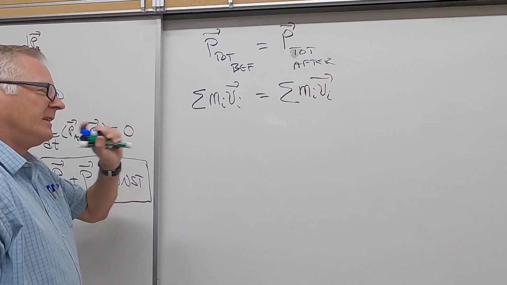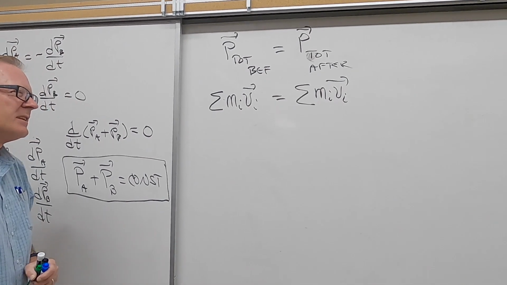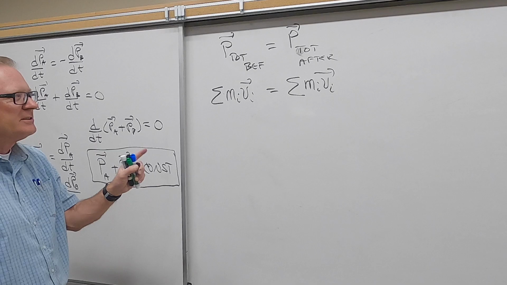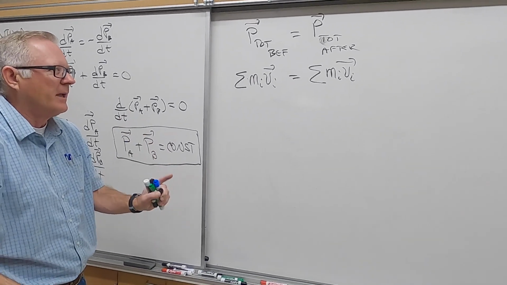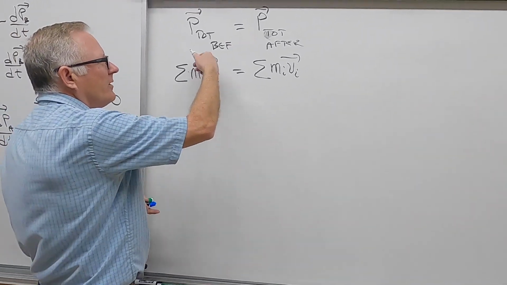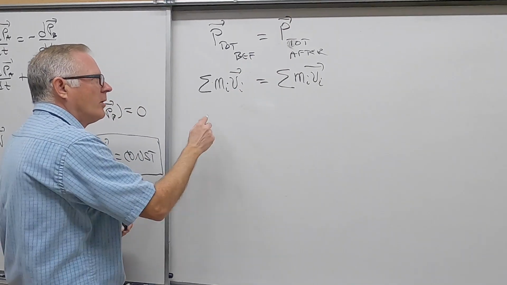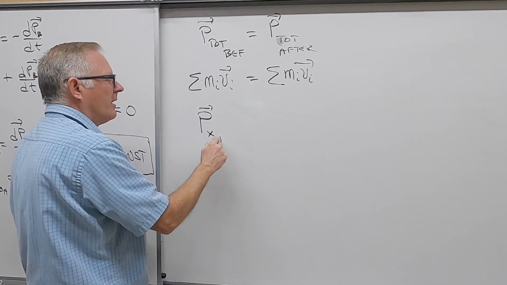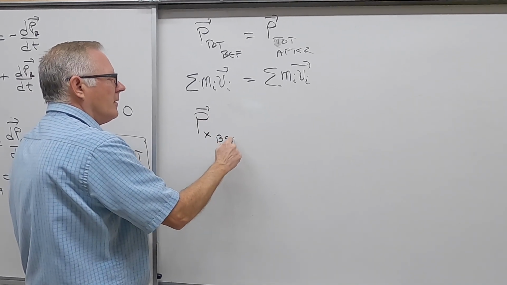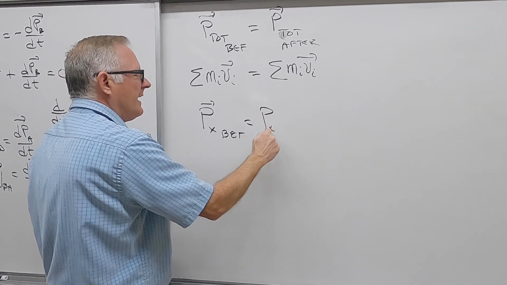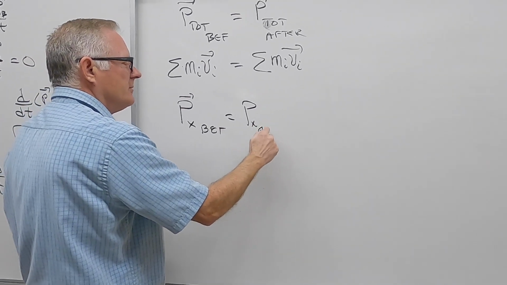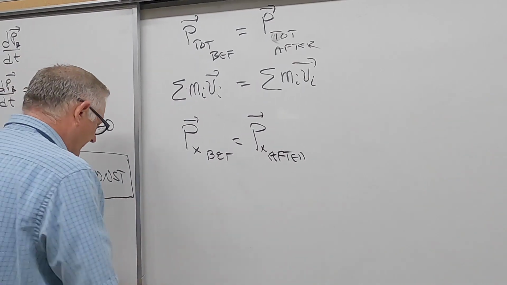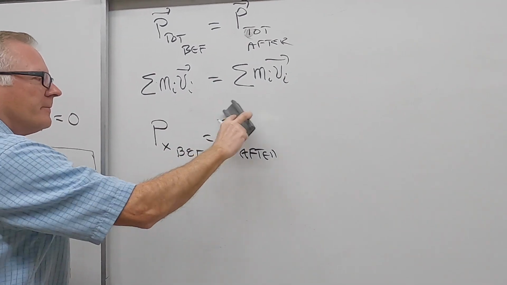Well, you notice this is a vector equation. It's not like our energy equation. That was a scalar equation. This is a vector equation, which means it's true for each component of space. Remember, these are vectors, so you've got to break them up into their components. So that means the total momentum in the x direction before equals the total momentum in the x direction after the collision. Same with the y and the same with the z. Make sure you don't forget these vectors up here.